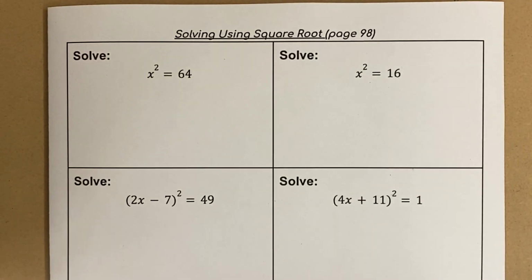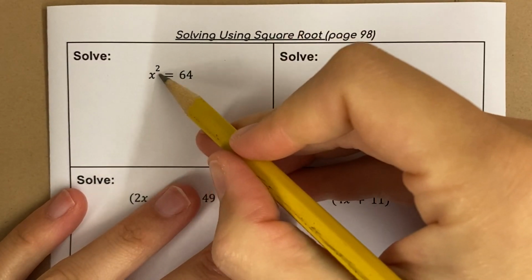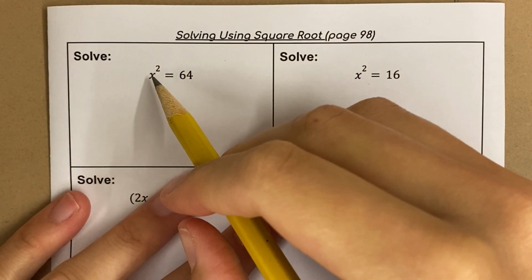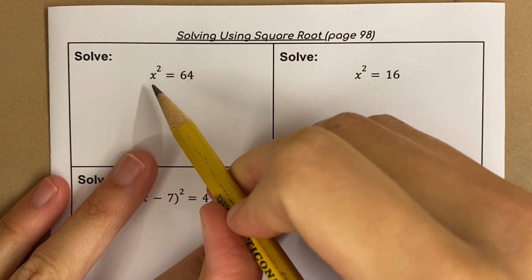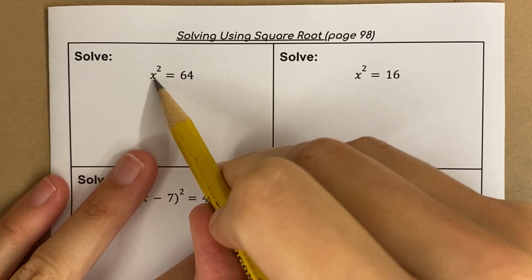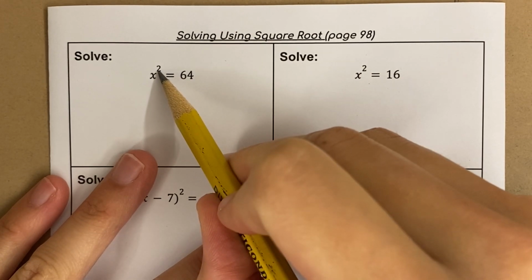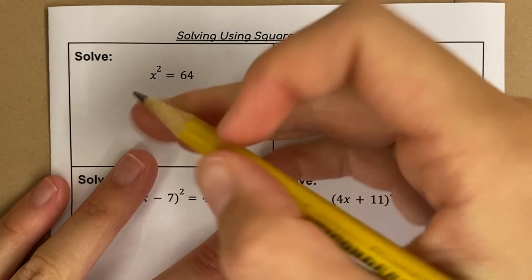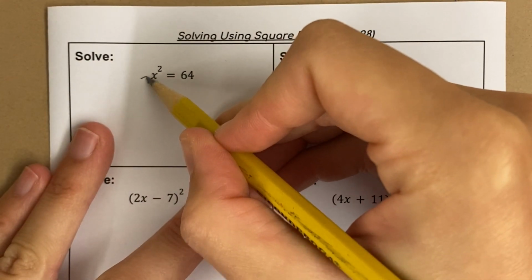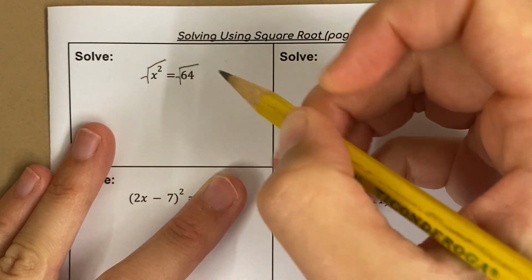When I am solving using square roots, what I'm saying is, okay, every time I'm solving, I'm asking what could be the value of x here. Now, what I do is I get x by itself. Well, x squared, right? Right now x is being squared. So in order to get x by itself, what I do is I use the inverse operation. The inverse operation of squared is square root. So I'm going to square root both sides.